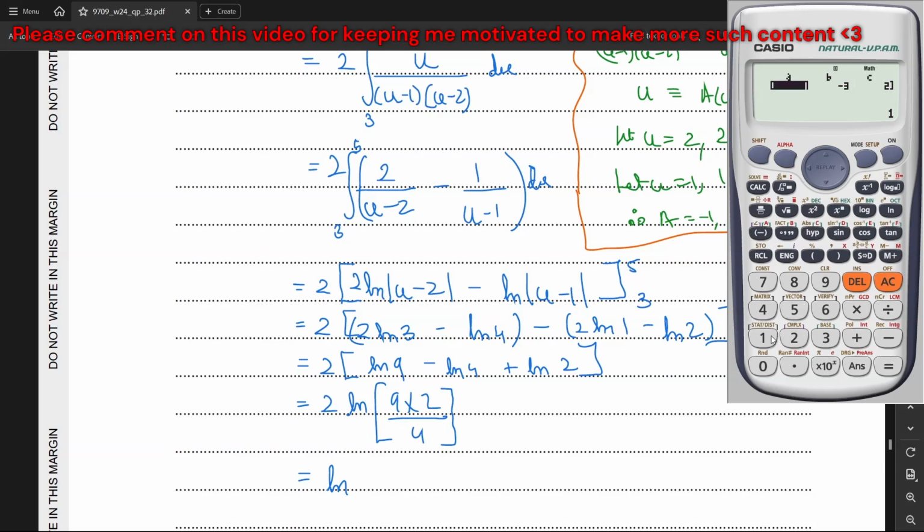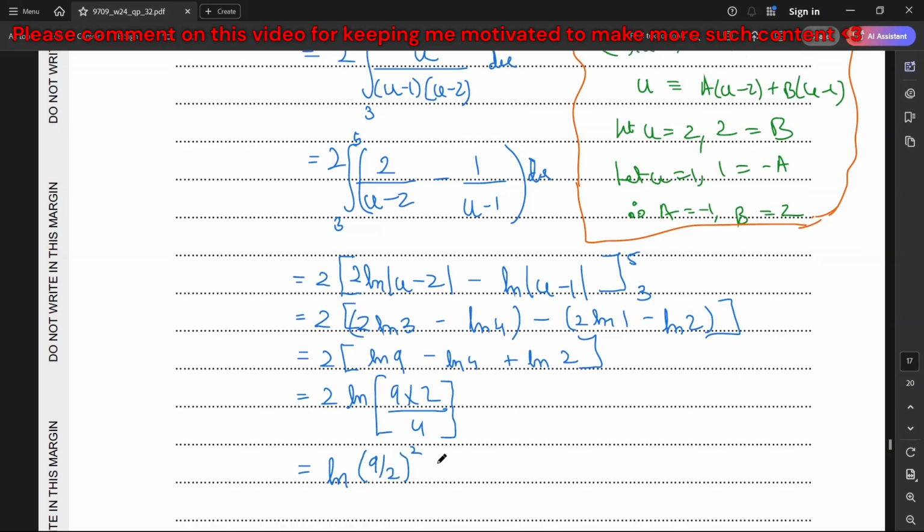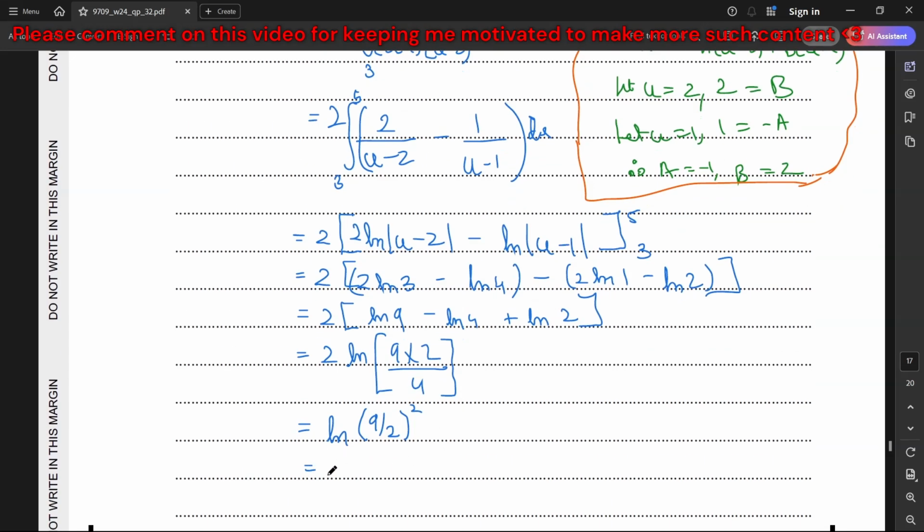Let me just shift it to the normal mode. 18 by 4, what is the answer? Answer is 9 by 2. So ln of 9 by 2 square is what I am getting, and therefore this will be equal to ln of 81 by 4.